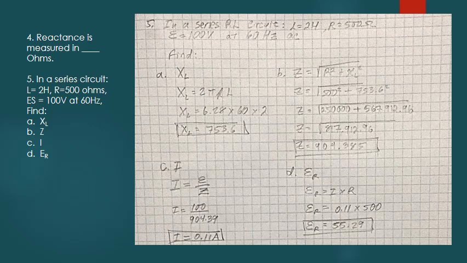Next step, we have to find our voltage drop at the resistance, or the resistor. We have to find our resistive voltage drop as opposed to our inductive voltage drop. We use Ohm's law. We simply plug in our current and our resistance, which gives us 55.29.